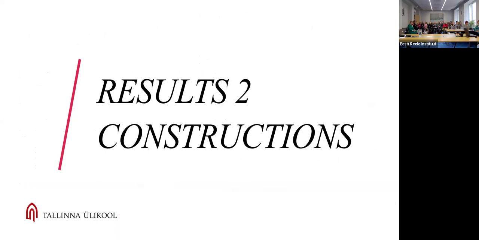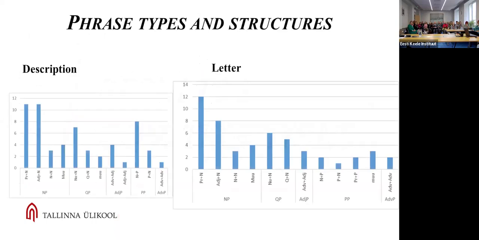So we go to constructions. In constructions, we analyzed the phrase level, the clause level, and then we also looked at what types of sentences the children used. When we talk about the types of sentences, I must say that it was sometimes very hard to determine where the sentence begins and where it ends, because they don't always use a capital letter in the beginning and a full stop in the end. So sometimes you just had to decide this is the sentence.